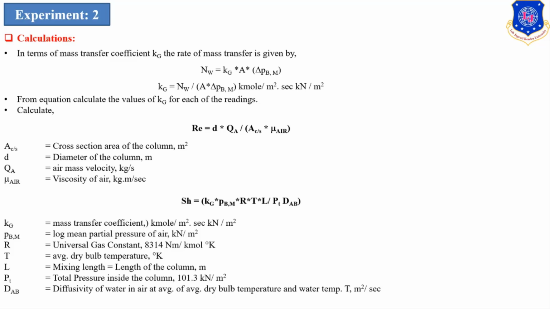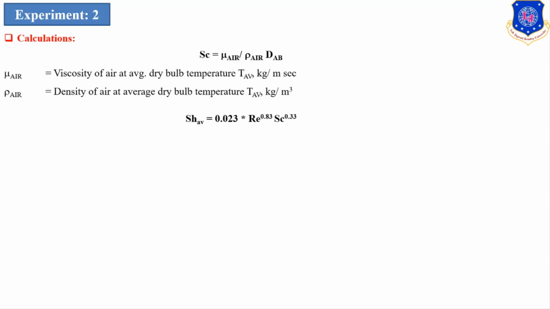Kg is the mass transfer coefficient, then PBM is the log mean partial pressure of air, R will be the universal gas constant, then T is the average dry bulb temperature, L is the length of the column, PT will be the total pressure inside the column, eventually atmospheric pressure, then DAB will be the diffusivity of air at average dry bulb temperature. Now after that we can find out the Schmidt number, SC, which will be mu of air upon rho of air into DAB.